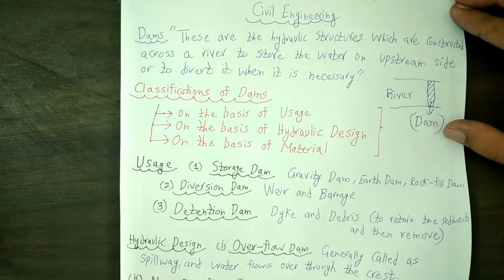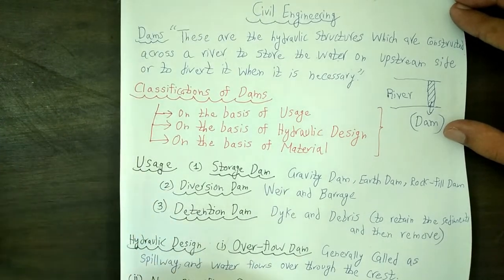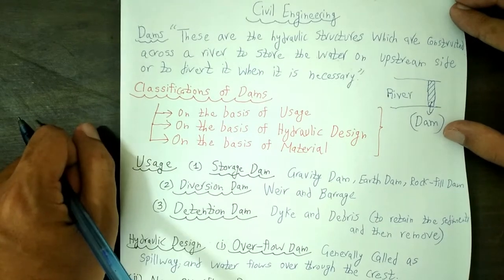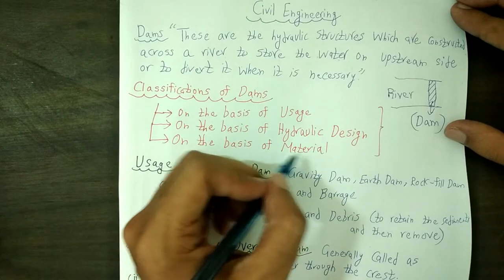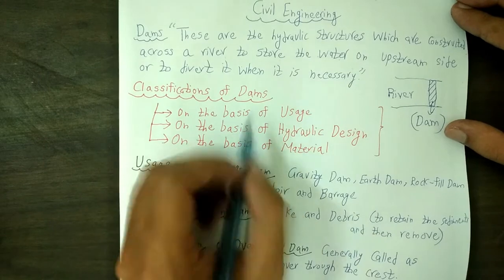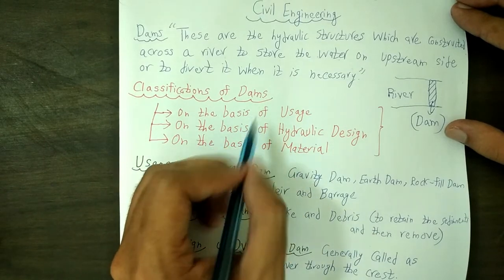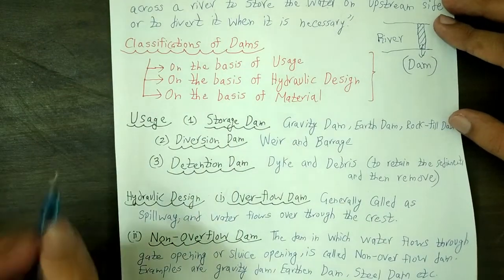There are different kinds of hydraulic dam design based on the construction or the structure of the dam, and on that structure we classify the dams on the basis of hydraulic design, that is, how the water will flow through the dam. And third and last, we classify the dam on the basis of material, that is, of which material our dam is constructed. So these are basically the three bases on which we classify our dams. Next we study our first basis, usage.